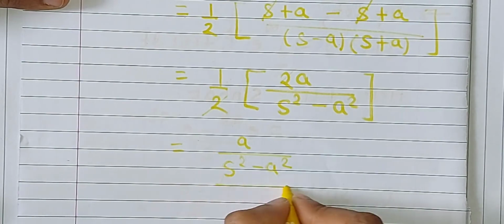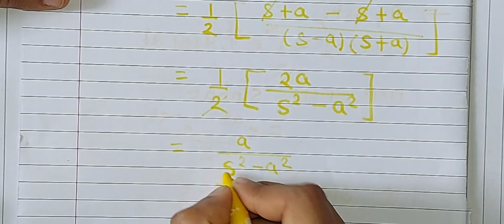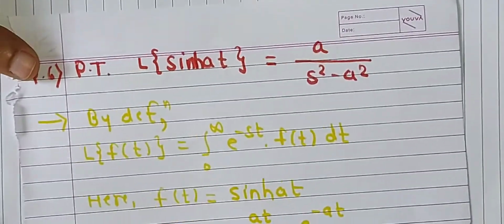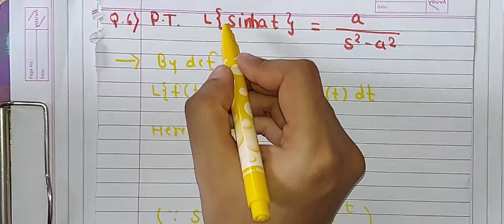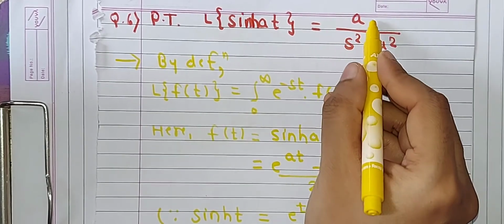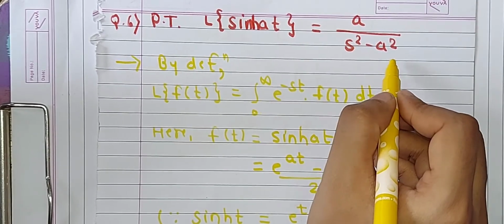So we have obtained this formula, a divided by s squared minus a squared, which is nothing but this. Now we have proved that the Laplace transformation of sinh(at) is equal to a divided by s squared minus a squared.